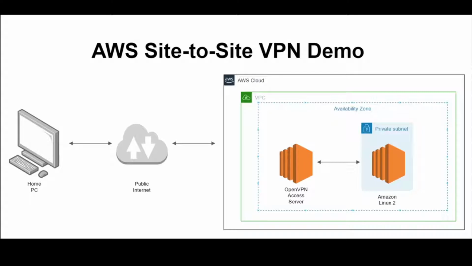Connecting my home PC through a secure VPN to the public internet and the private AWS subnet will bridge the connection gap and allow me to connect to resources in the private subnet by joining it.